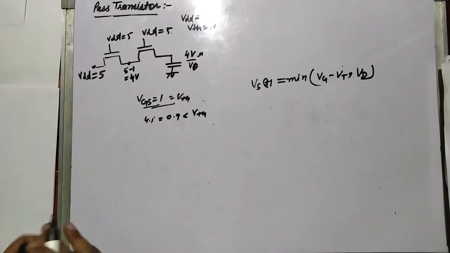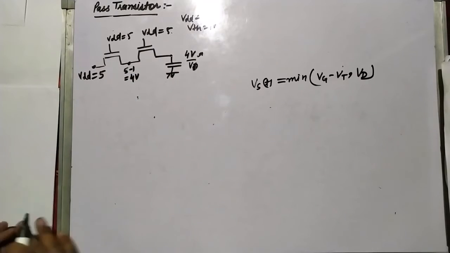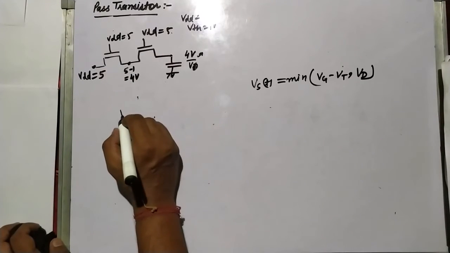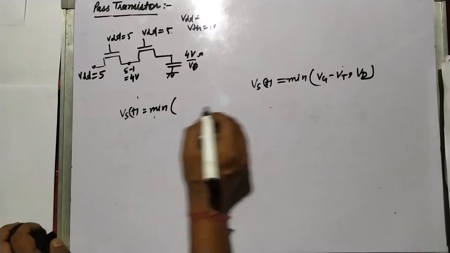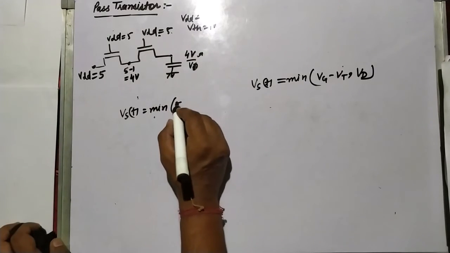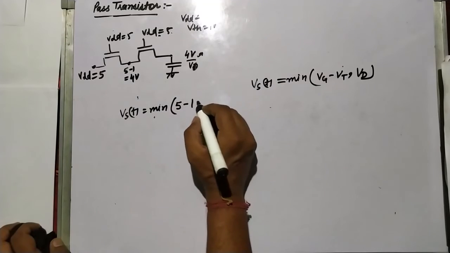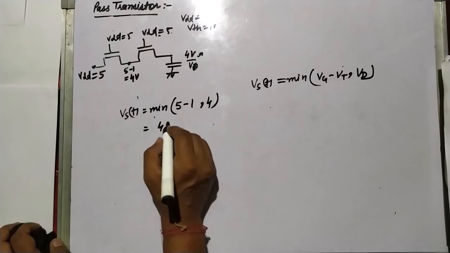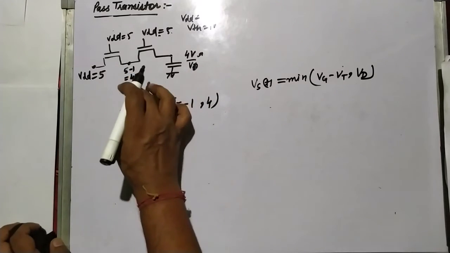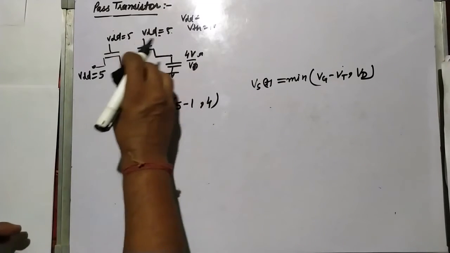From this formula also you can see that VS will become the minimum. What is VG? VG is 5 volt minus VT, VT is 1 volt, and drain voltage is 4. So it is 4 volt you will get here. If I make it 3 volt here.